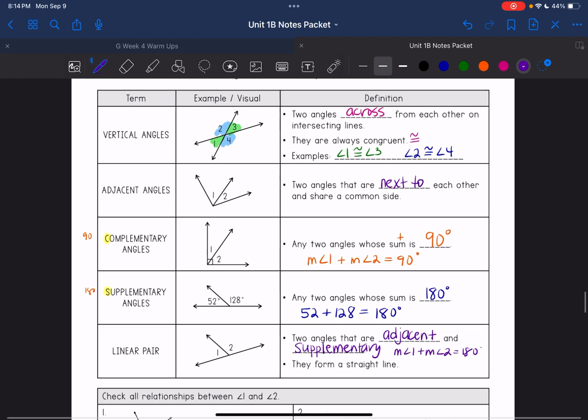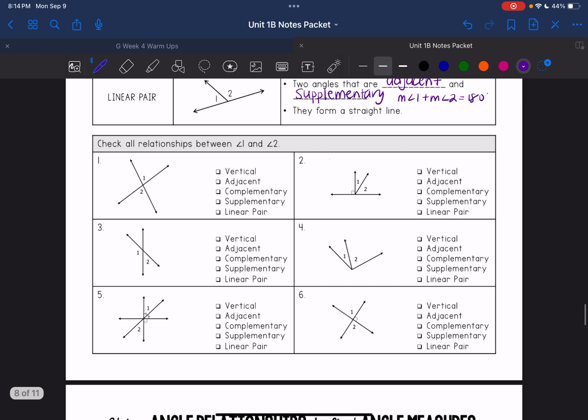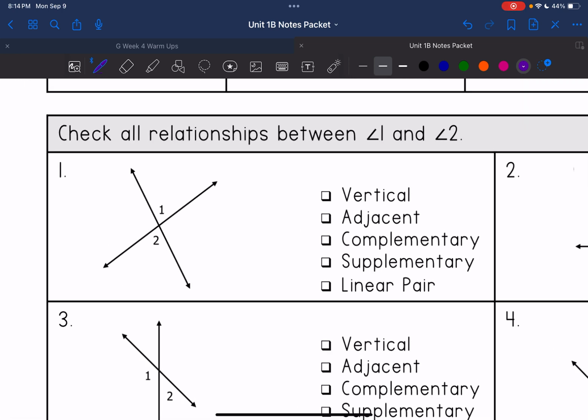Okay, so those are all our pairs that we need to know. So the little table below these vocabulary words is just, are we able to identify these types of angles when we see them? Okay, so we have 6 examples. Let's look at example number 1. We're going to check anything that applies. So it doesn't always have to be just one at a time. It might be more than one.